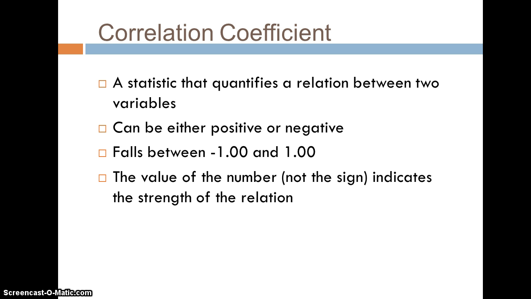A correlation coefficient is a statistic that quantifies the relationship between two variables, and it can either be positive or negative. The range of a correlation coefficient is from negative 1.0, which is a perfect negative correlation, to 1.0, which is a perfect positive correlation. Now, the value of the number, not the sign, so not whether it's positive or negative, indicates the strength of the relationship. The closer the value gets to either 1 or negative 1, so you could think of it as the further it gets from 0, the stronger the relationship.